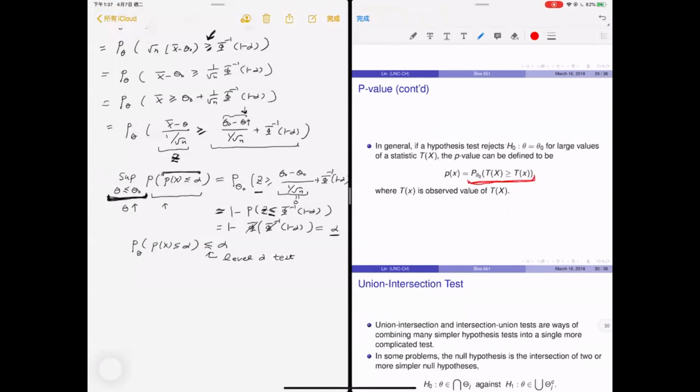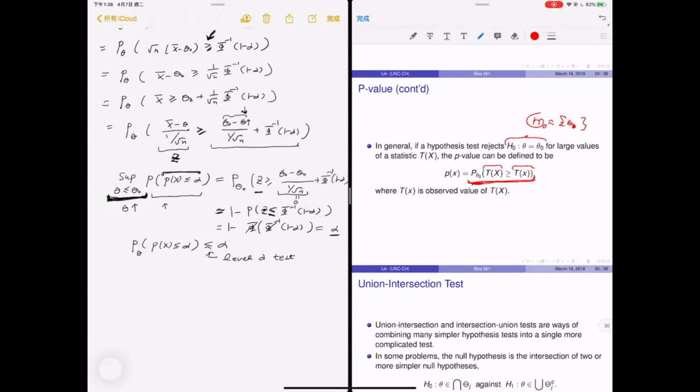Of course, if your null hypothesis is only about single points, there's no supremum you need to talk about. If the null hypothesis is only about a single value, then you just use that probability under the null space theta 0, which is the distribution of your statistic. This is the data you collected. That's the general definition of p-value. Any question up to here?